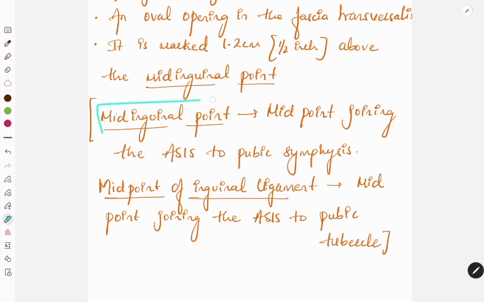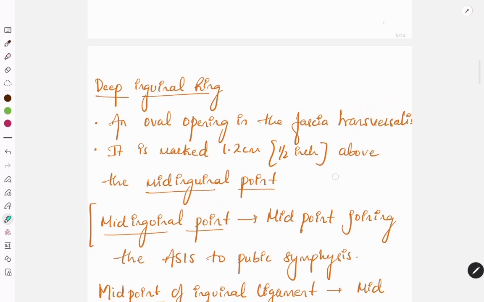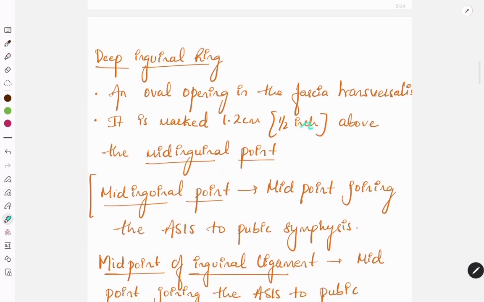So now what is mid inguinal point? For mid inguinal point, you just have to change it from the pubic tubercle. Instead of pubic tubercle, here it is pubic symphysis. So it is the midpoint joining the ASIS to the pubic symphysis. This is known as mid-inguinal point. And where is our deep inguinal ring situated? It is marked half inch above the mid-inguinal point. Okay, this point is marked half inch above the mid-inguinal point.